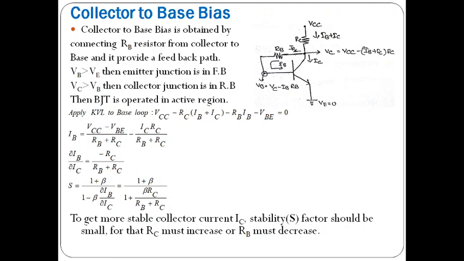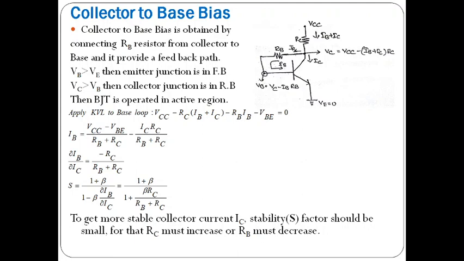As we know, to make this transistor work in the active region, we need to keep the emitter junction in forward bias and the collector junction in reverse bias. To make the emitter junction forward biased, this VB value must be greater than the VE value. Similarly, to make the collector junction reverse biased, the VC value must be greater than the VB value. Then we can say the collector junction is reverse biased. So obviously this BJT is operating in the active region.